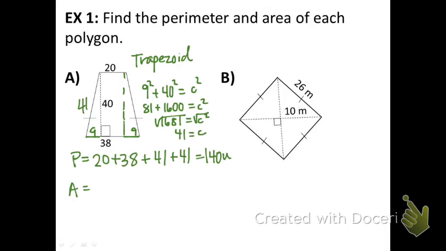Then from there we'll find the area. Because it's a trapezoid, we'll use our area formula that says we take the height, here it's 40, times base 1 plus base 2, and then we'll divide by 2. So then we take 40 times, we add those 2 to get 58 and divide by 2. And we get an area of 1,160 units squared.